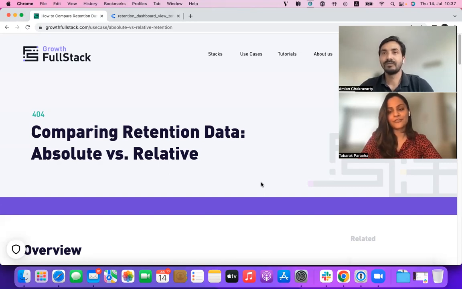And how is retention calculated? So in the industry, there are two broad methods that retention metrics are basically calculated upon. They are absolute and relative.